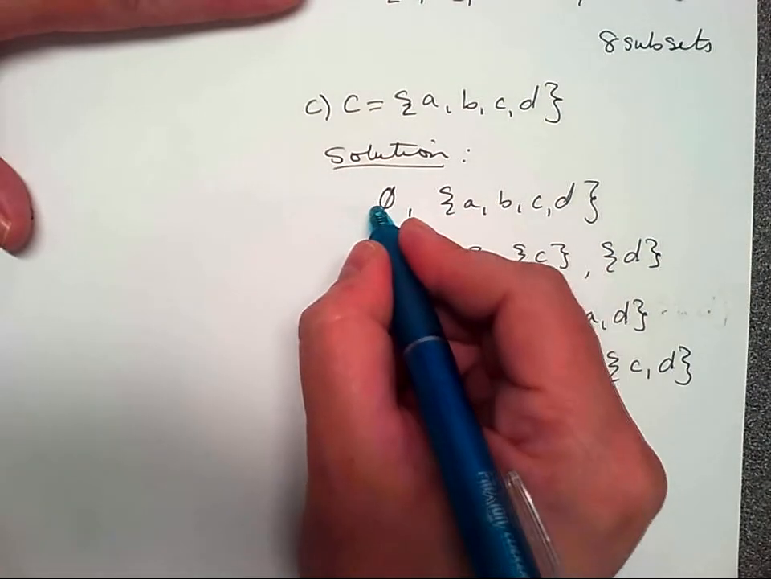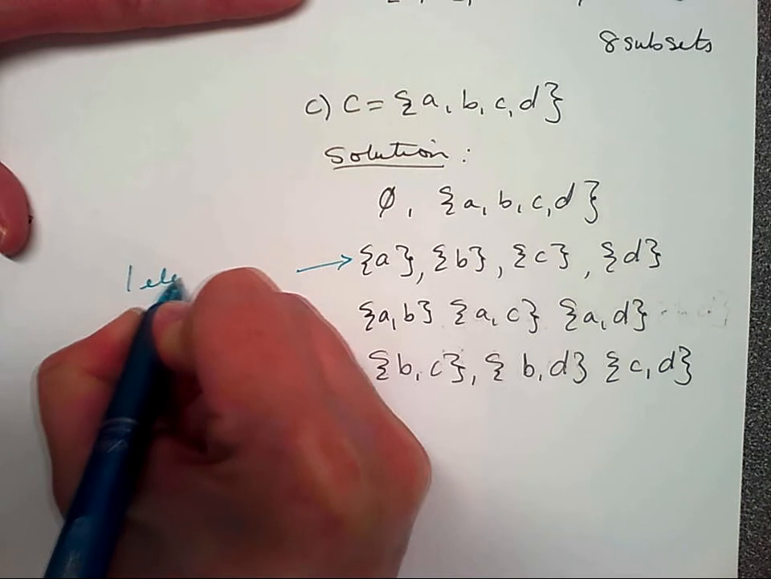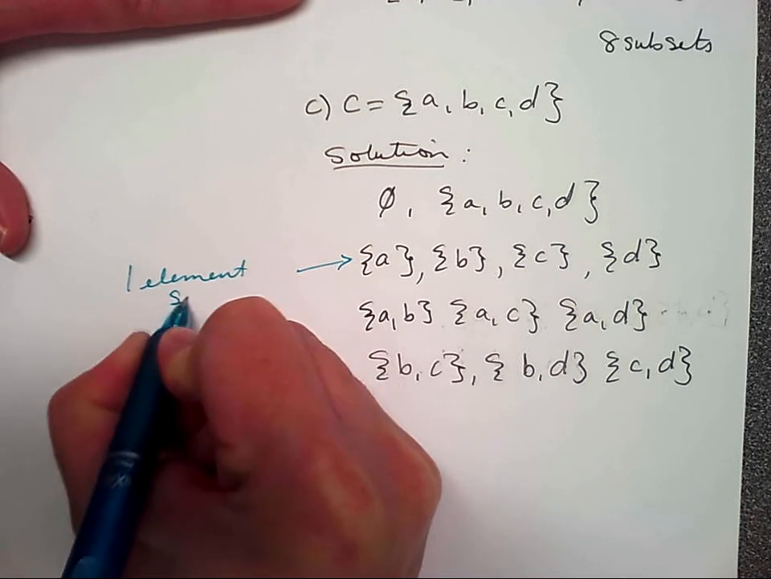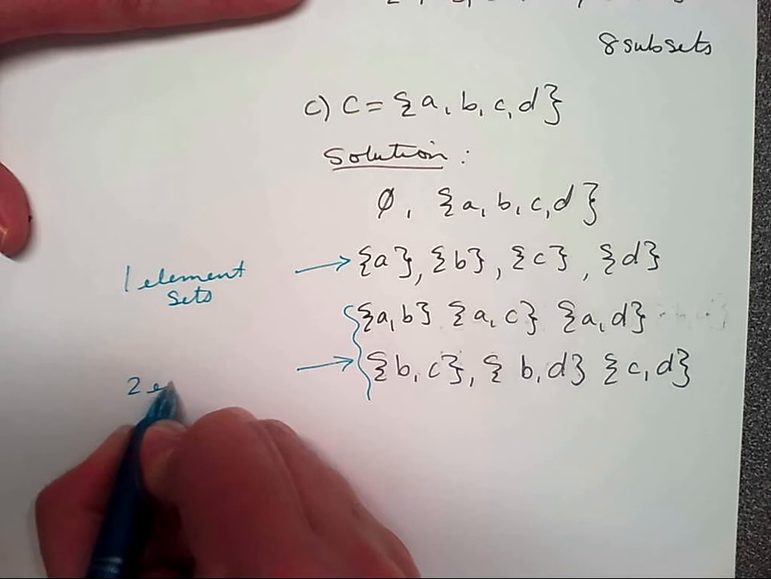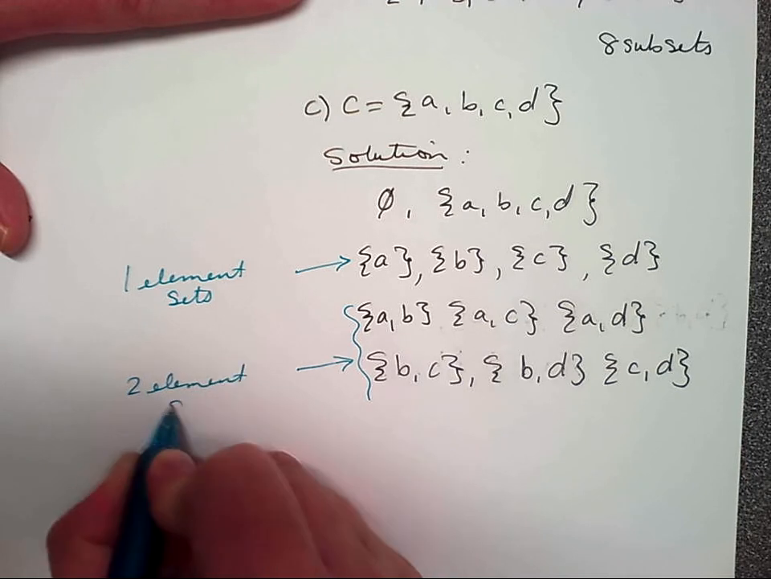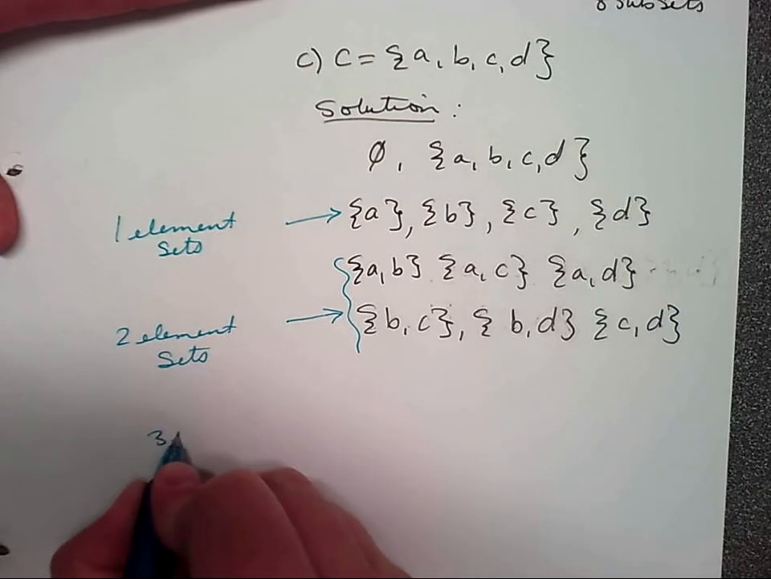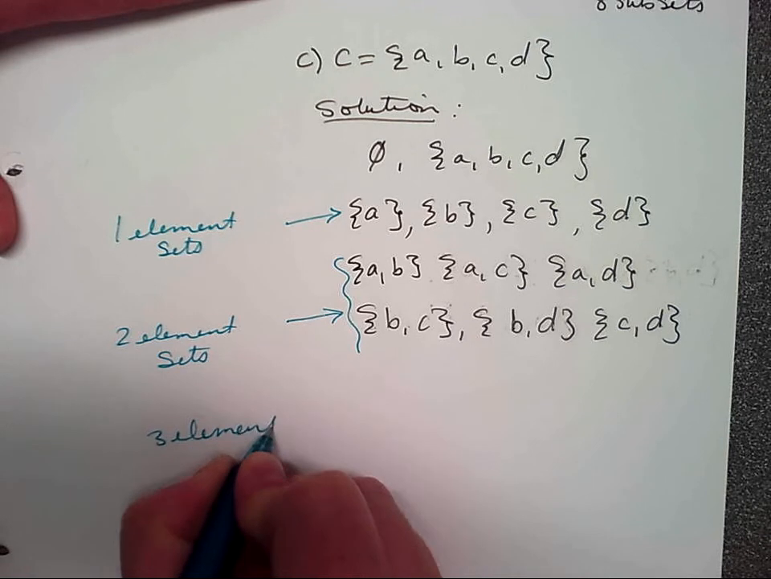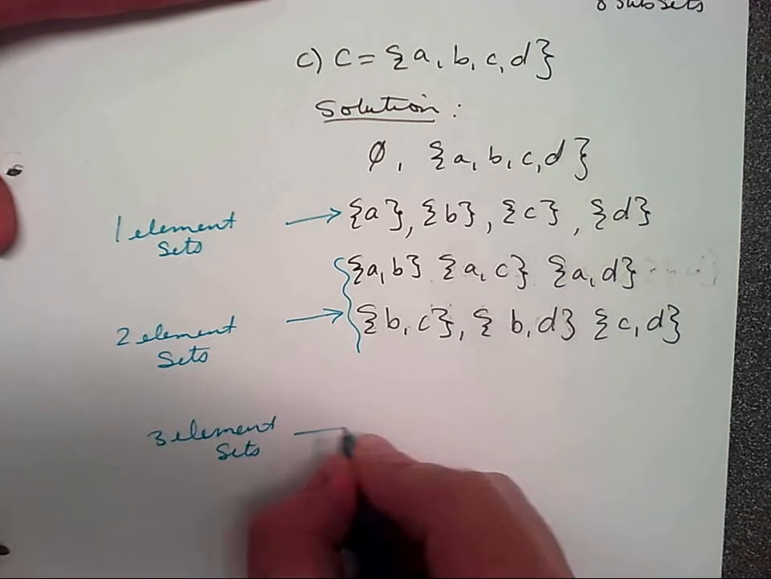So let's write out what we're doing. Here we did the empty set and the whole set. Here, this is one-element sets. Here, this is two-element sets. And now what do we need to do? 3-element sets. Okay, so everybody try to write that out.